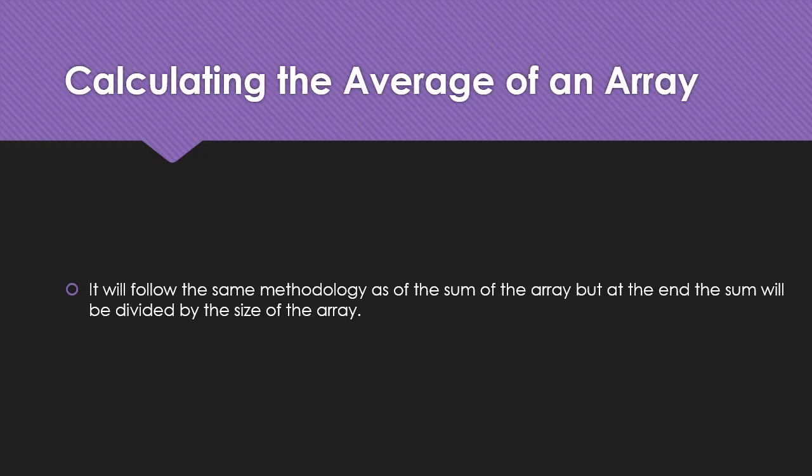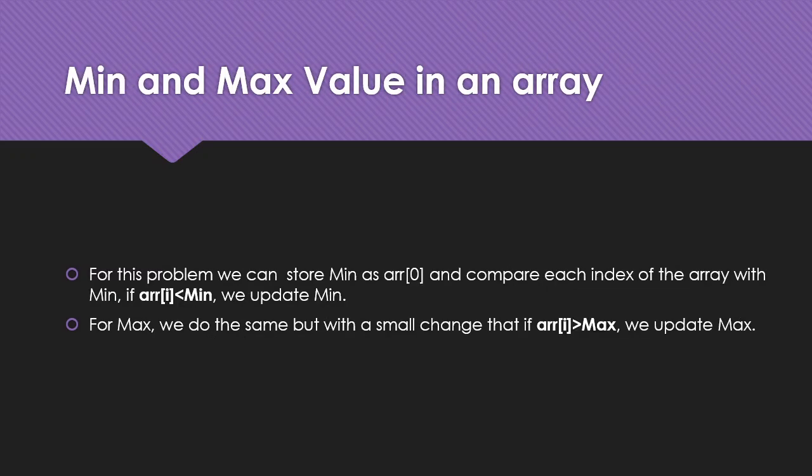Our first problem will be calculating the average of the array. To calculate the average, we need to calculate the sum of the array by traversing through the whole array and adding all the elements till the end, and at the end of that loop we divide that sum by the size of the array to get the average.